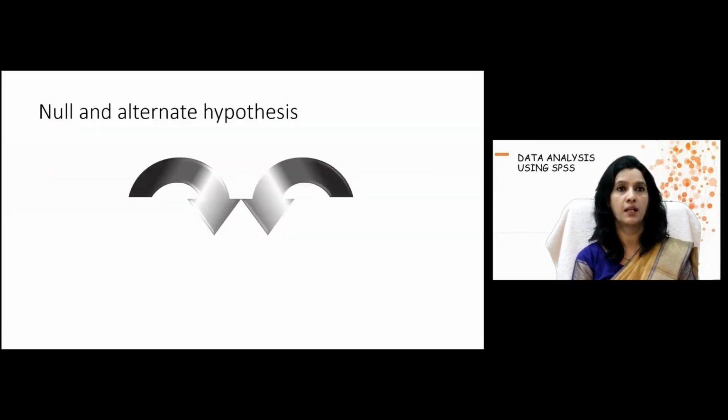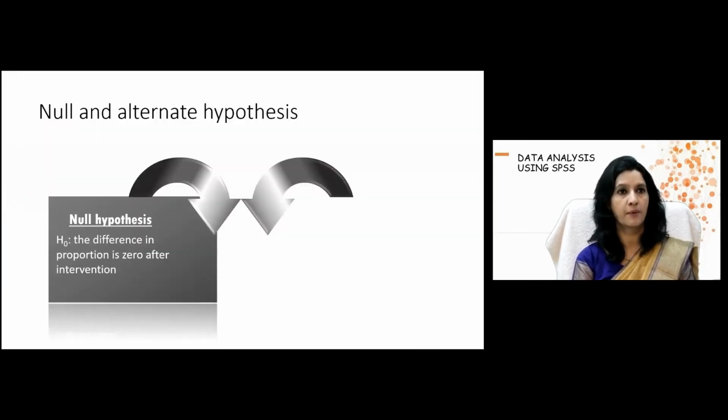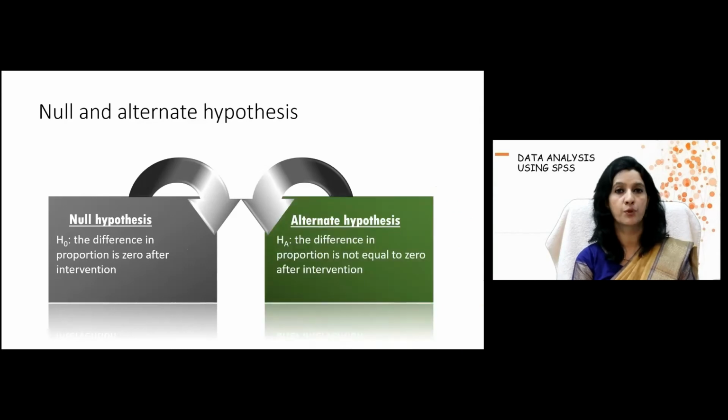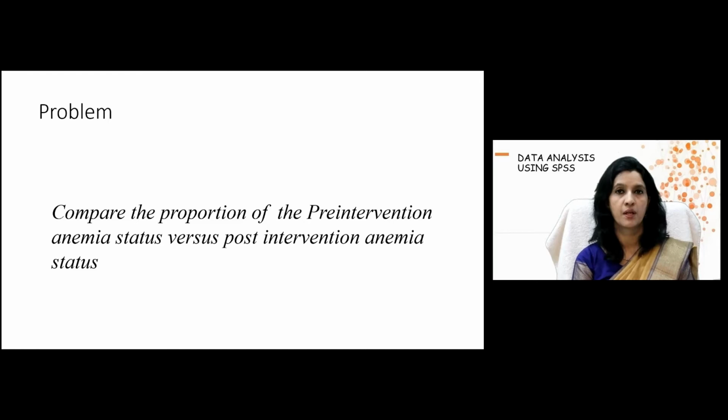Then coming to the null and alternate hypothesis. The null hypothesis of this McNemar test is that the difference between proportions is 0 after intervention. That means even after the intervention, there was no difference in the proportion. The alternate hypothesis, or the research hypothesis, is that the difference in proportion is not equal to 0 after intervention. So this is the question which has been given to me, that I have to compare the proportion of pre-intervention anemia status versus post-intervention anemia status.